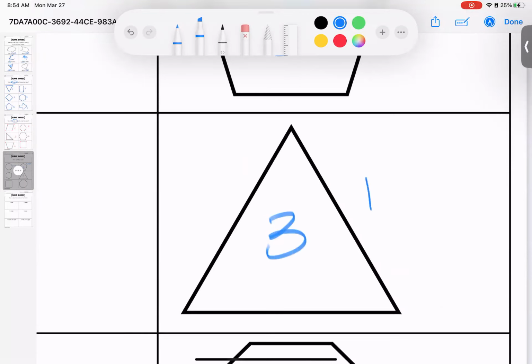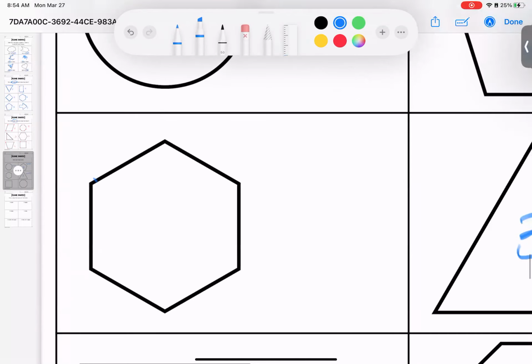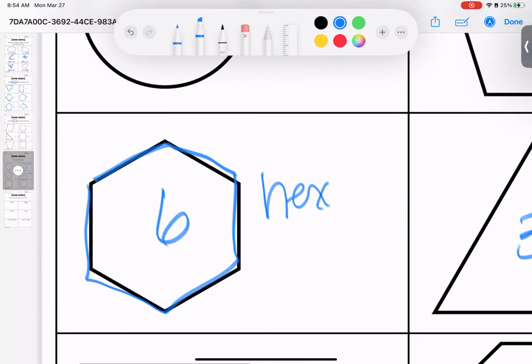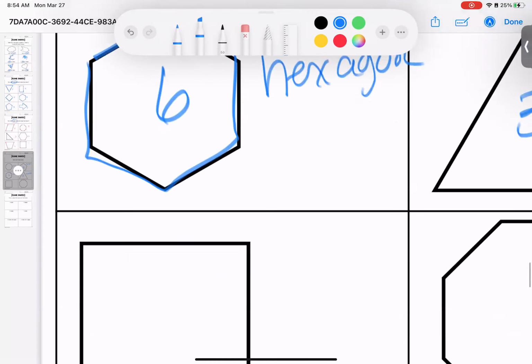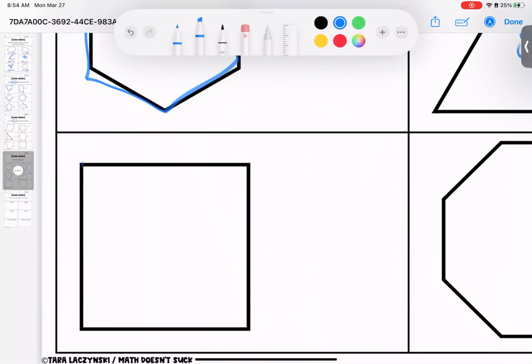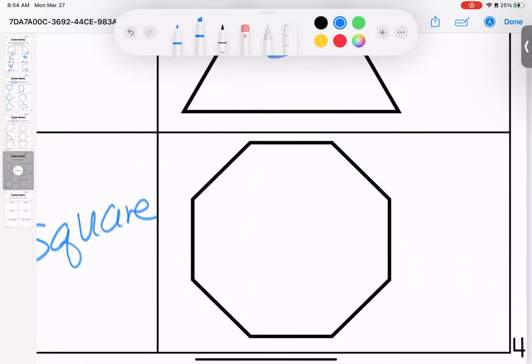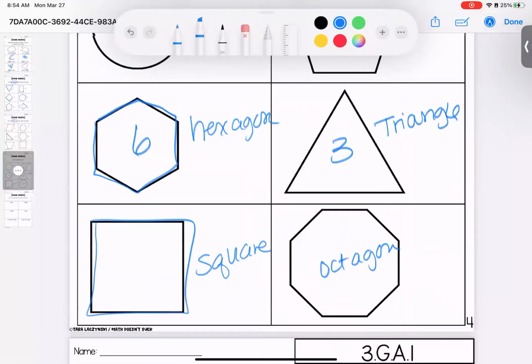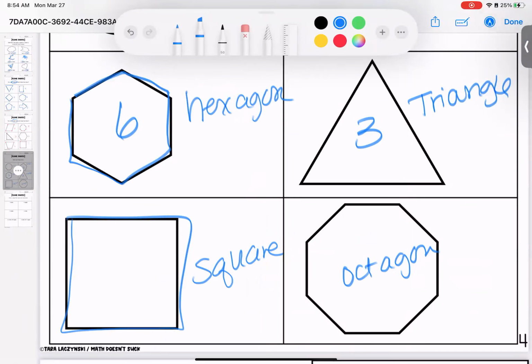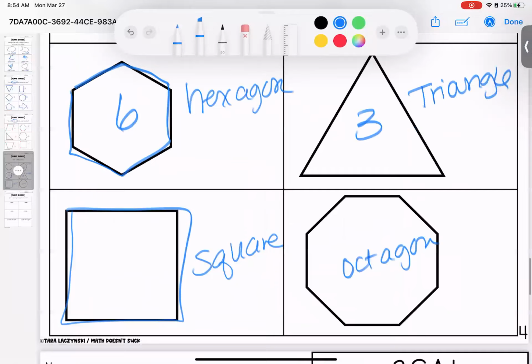This three-sided shape is a triangle. This one, two, three, four, five, six-sided shape is a hexagon. This four-sided shape is a square. And then this one, super stretch, eight-sided shape. This is an octagon. Just like an octopus has eight arms, an octagon has eight sides. Any questions on these, kiddos? Bring them with you to class.